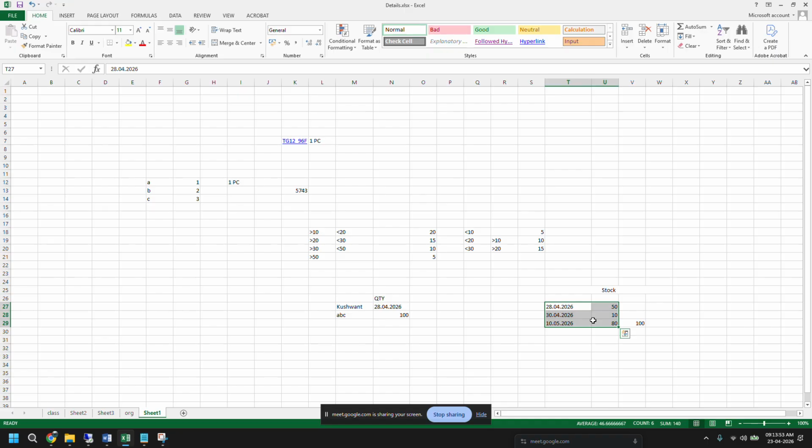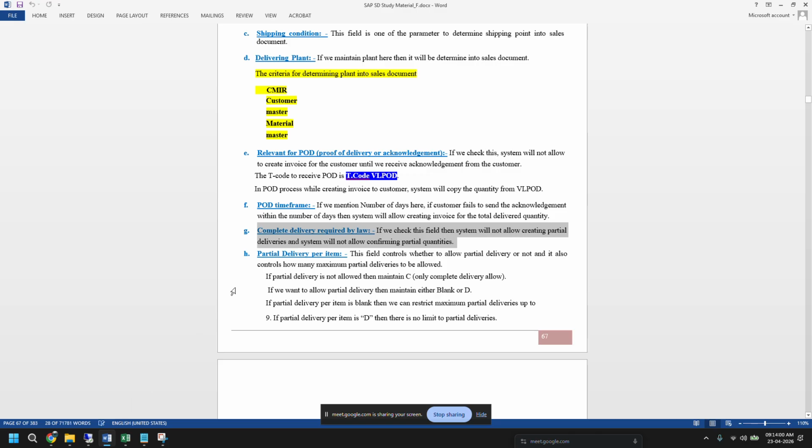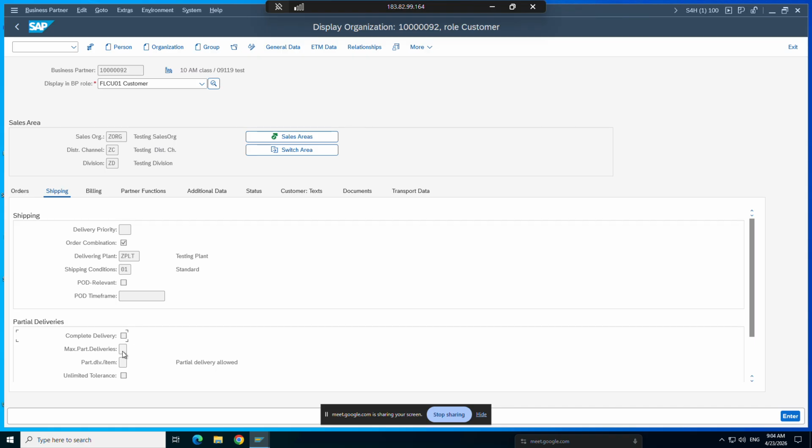So you need to put some maximum limit on how many parcel deliveries the system will allow. That quantity you can enter in parcel delivery per item, that is here. You maintain some 2, 5, whatever you maintain, that much only the system will allow.